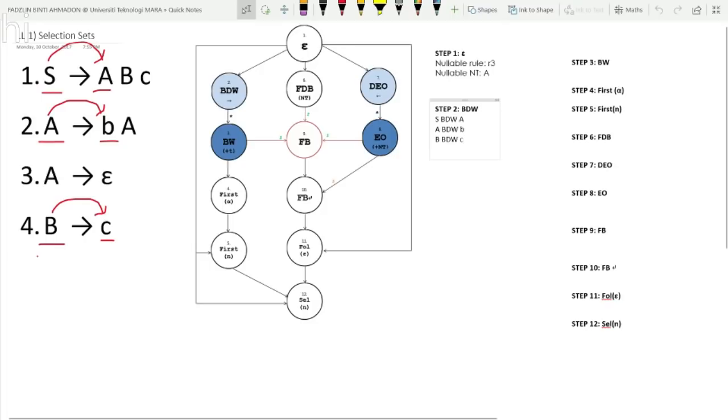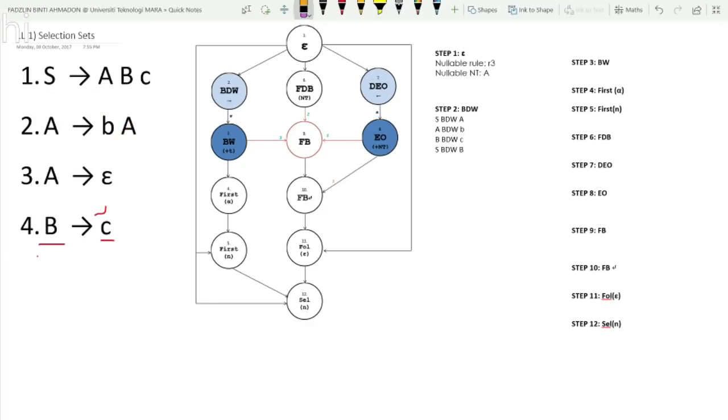But remember, for step 2, we need to consider nullable non-terminals because we have an arrow coming in from step 1 over here. So again, nullable non-terminals are non-terminals that can be derived to empty, so it's like we can cancel it out. So if I cancel A over here, A still begins directly with b, and we already have it over here. However, if we cancel A over here, S can now also begin directly with capital B. Therefore, we need to include in our list of BDW, S BDW capital B. I hope that is clear to you guys.